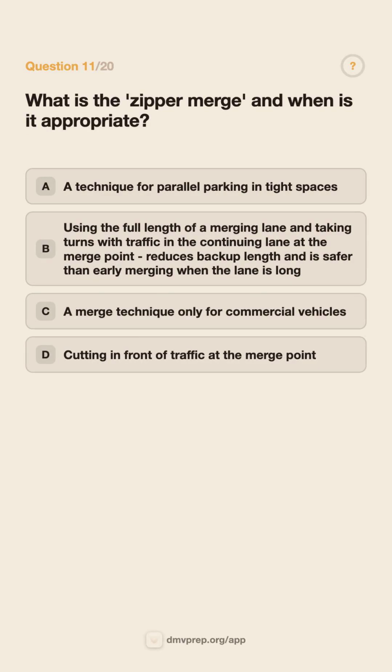Question 11. What is the zipper merge and when is it appropriate? A. A technique for parallel parking in tight spaces. B. Using the full length of a merging lane and taking turns with traffic in the continuing lane at the merge point reduces backup length and is safer than early merging when the lane is long. C. A merge technique only for commercial vehicles. D. Cutting in front of traffic at the merge point.